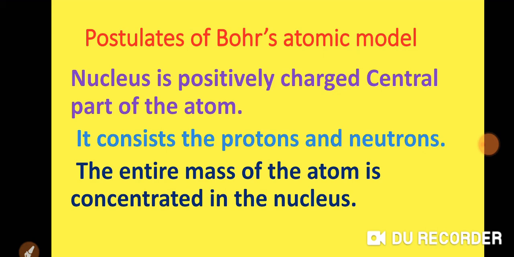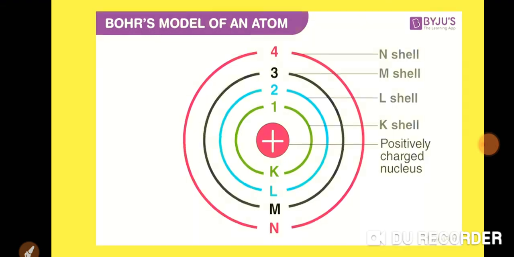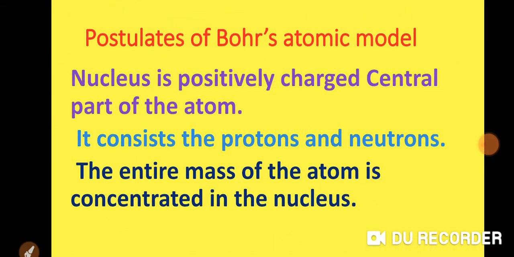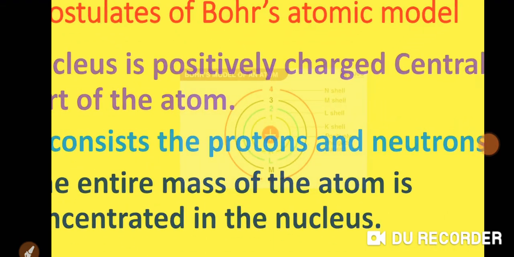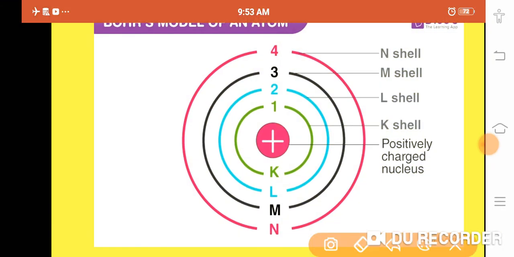It consists of the protons and neutrons. The entire mass of the atom is concentrated in the nucleus. See Bohr's atomic model, whatever we have learned in the last postulate. See, this is the positive charge species which contains the neutrons and protons. So please see here, it is the positive charge nucleus. Okay, and here shells are present in which electrons revolve.